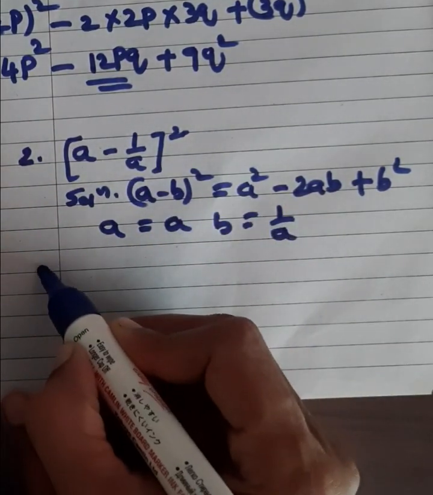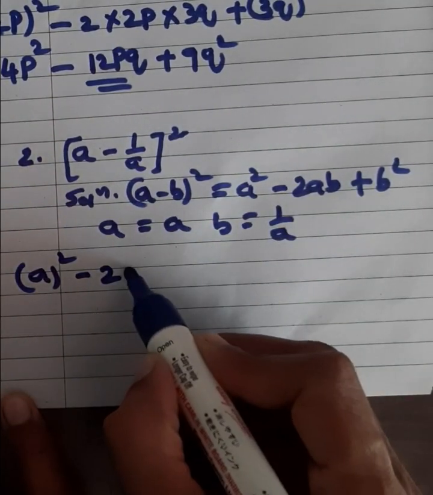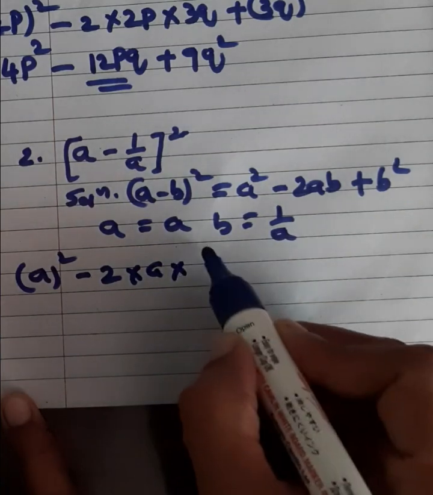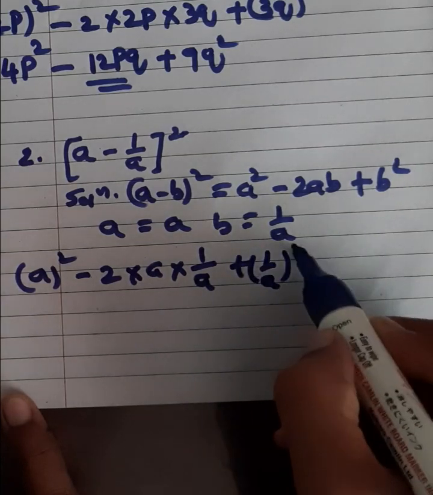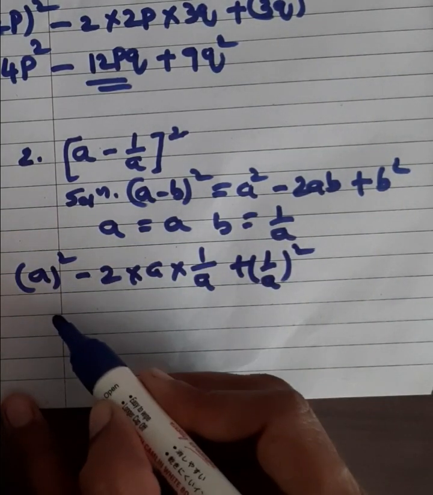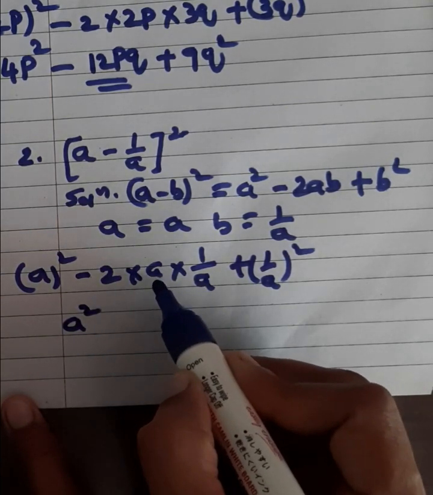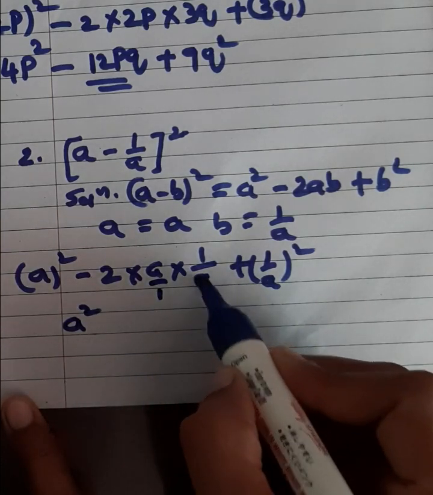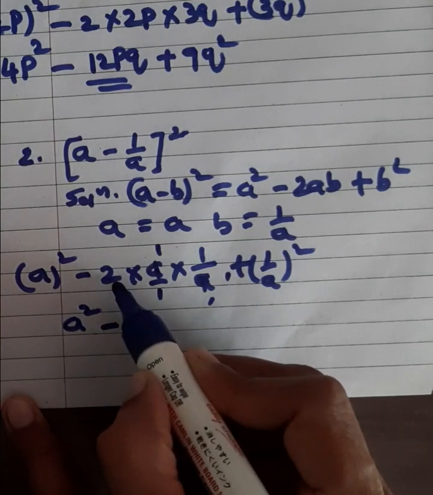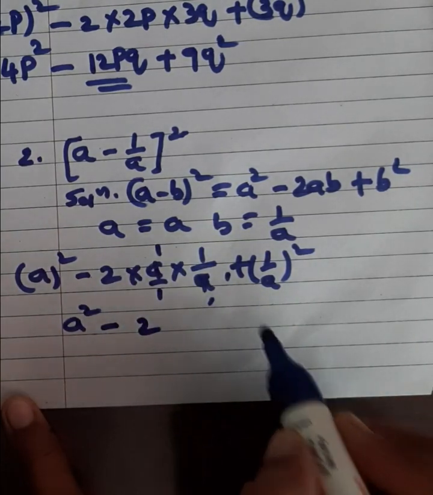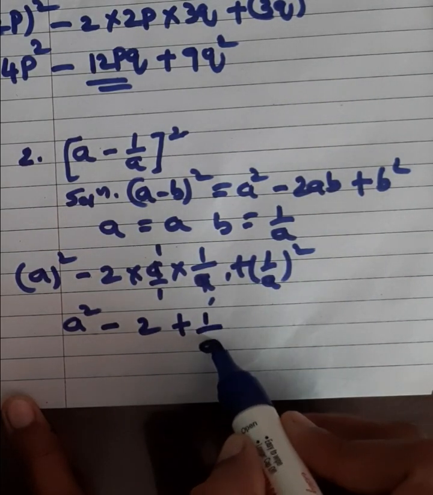a square means a square we have to write, minus 2, a means into a, b means into 1 by a, plus b square means (1 by a) whole square. a into a square it is. Here, a is there. Below nothing is there, 1 we will put. So, this a will get cancelled. Minus is there, minus we will write. Only 2 is remaining here, 2 we will write. Plus, we will write 1 by a into 1 by a, 1 by a square.